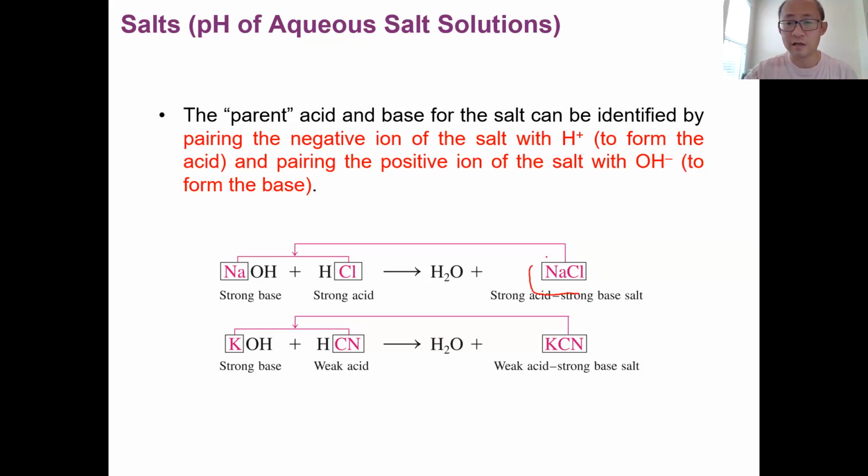So when you have a salt, because it is an ionic compound, the positive ion will be from the base. The negative ion, like Cl minus here, will be from the acid.